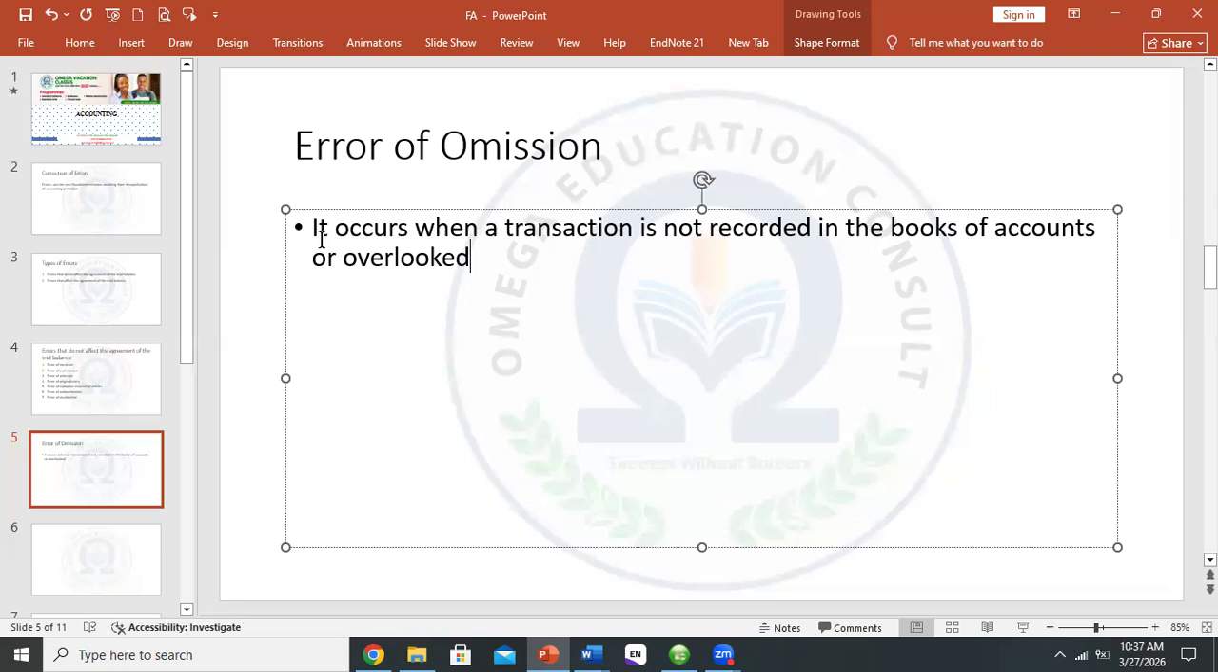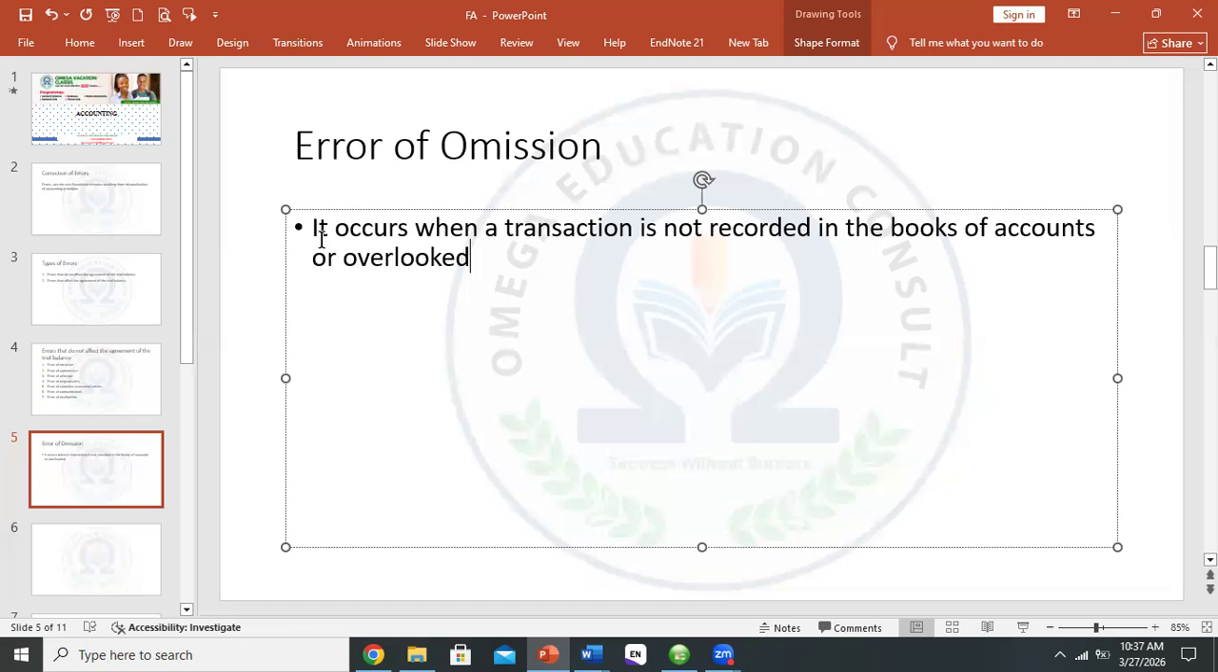Now, if you analyze further, you would appreciate that if the thing was not recorded in the books at all, then it will have no impact on the trial balance, because at the end of the day, it's zero-zero. Nothing will show in the trial balance. Okay. That is why this error would not affect the trial balance.